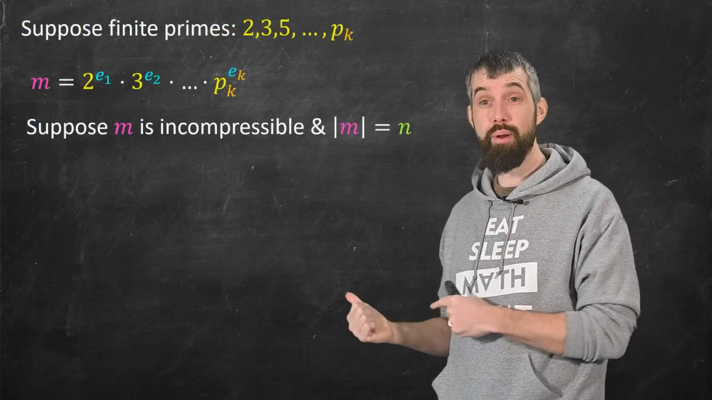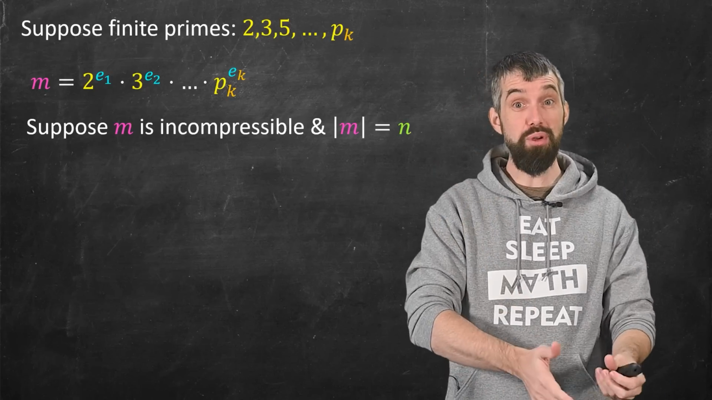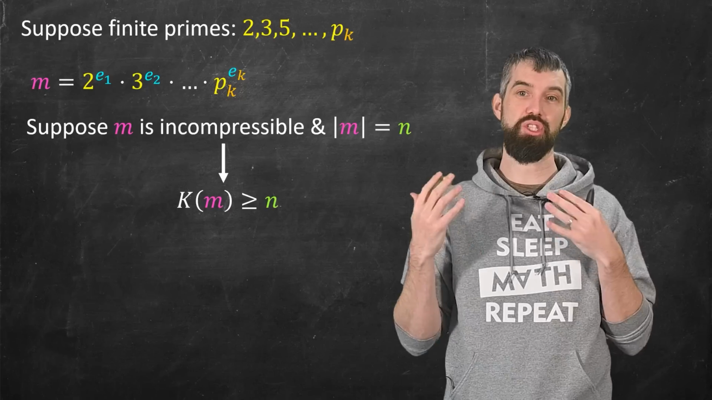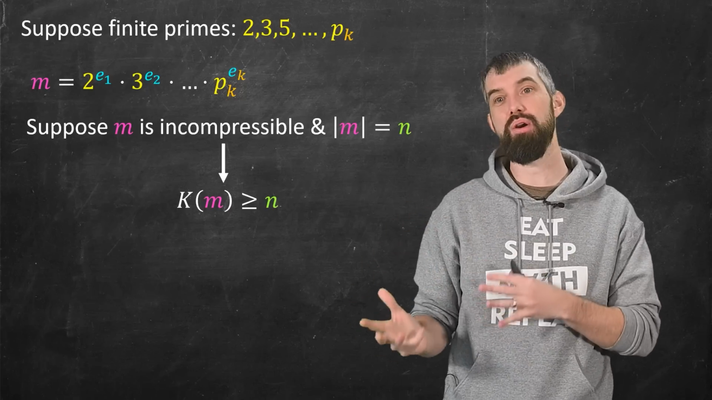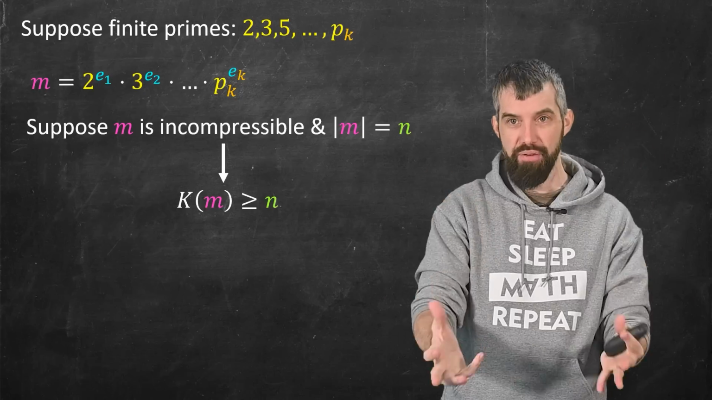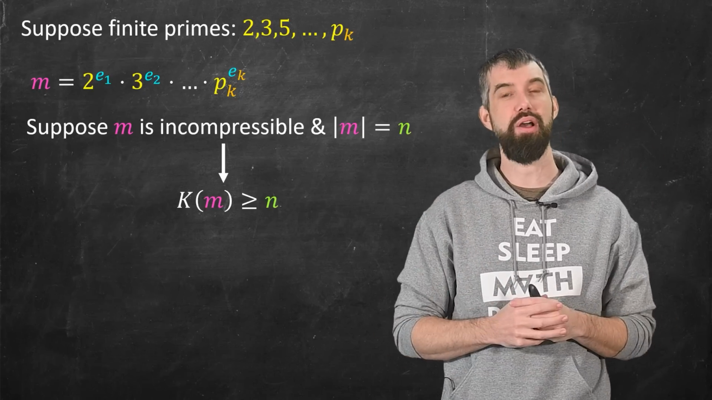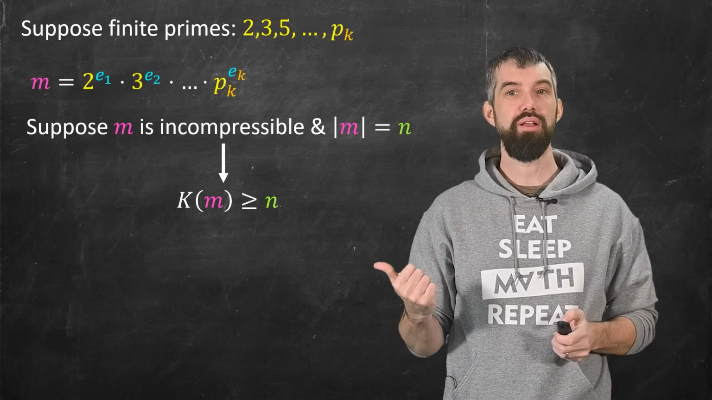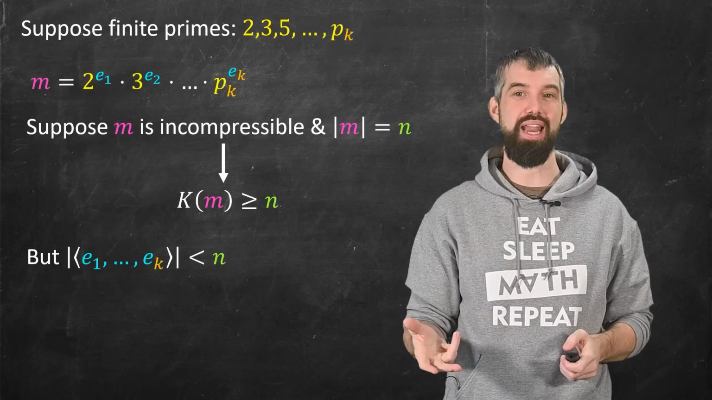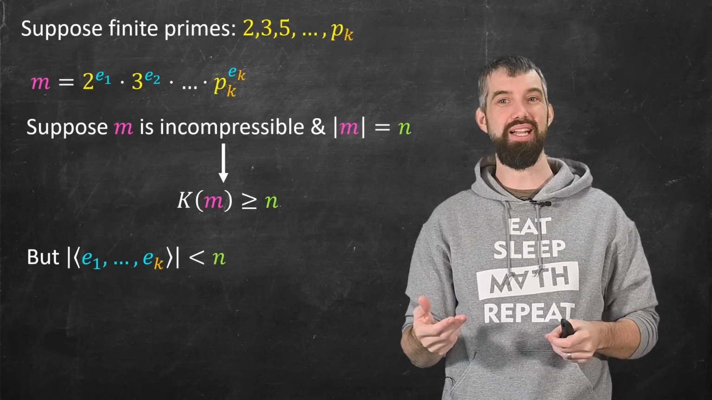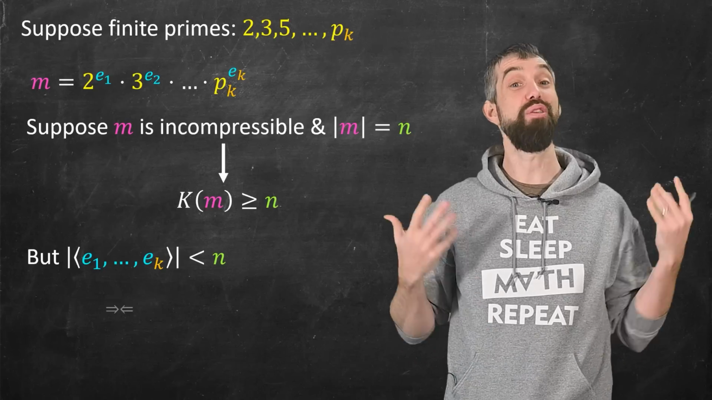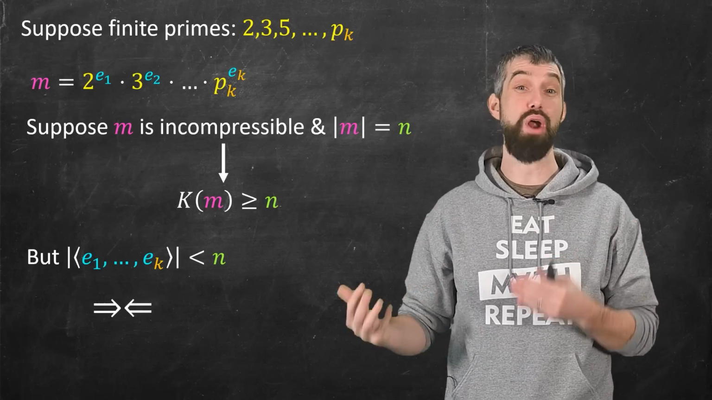Okay, so back to where we were. Remember, we supposed m was incompressible. Its complexity cannot be smaller than n. It has to be bigger or equal to n. That was our assumption. We can always find one of these for every single n, so we have such a value. But what we just showed was that this string of exponents, its length was less than n. So the Kolmogorov complexity is both bigger than n and less than n. We have a contradiction. Our theorem has proved there's infinitely many prime numbers.